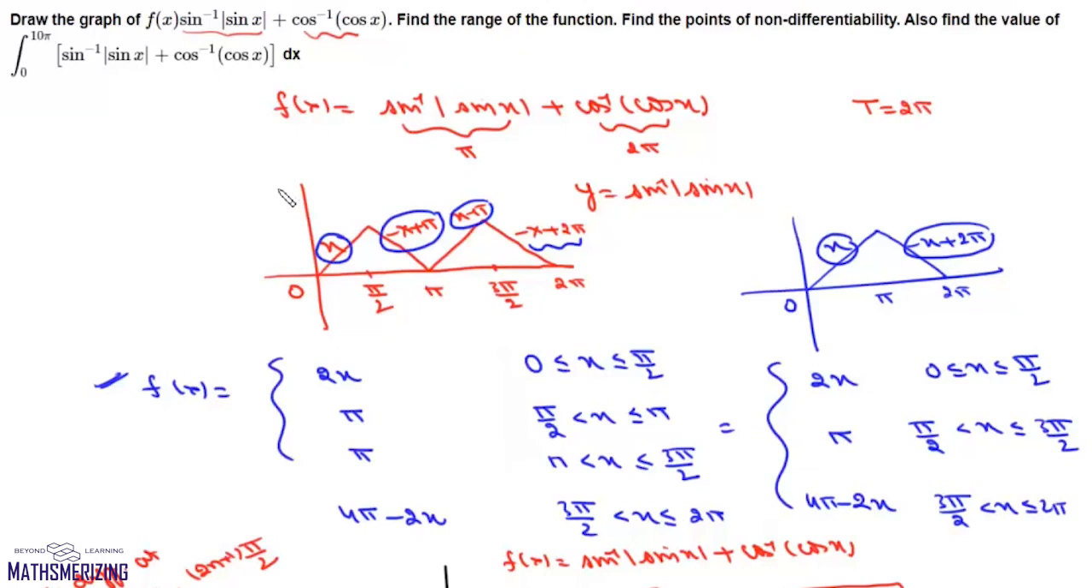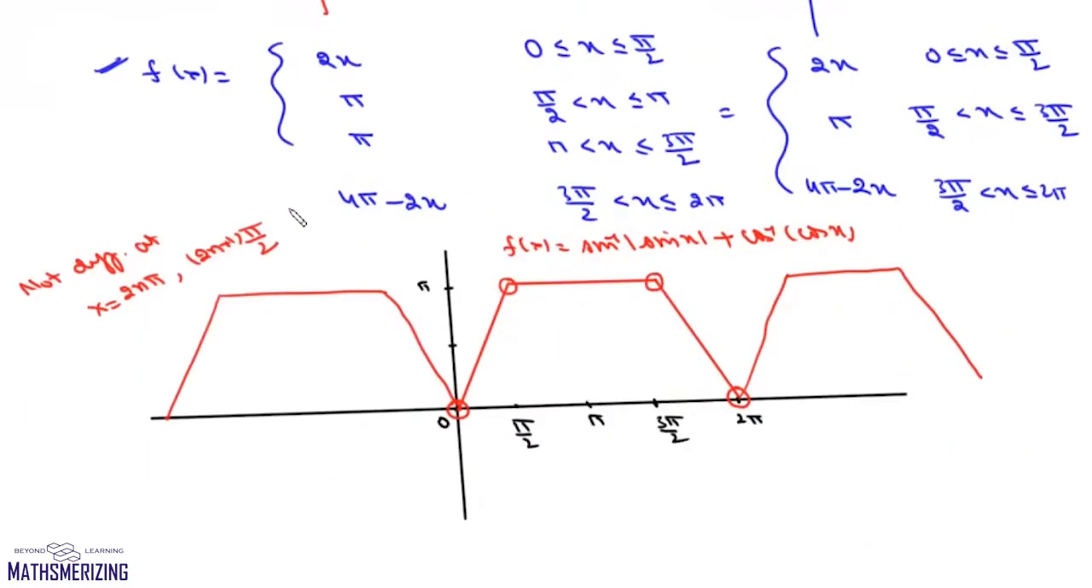Now we need to find the range of this function also. So the range of this function is from 0 to π. As we can see, this graph lies entirely in this interval from 0 to π. So the range of this function is from 0 to π.